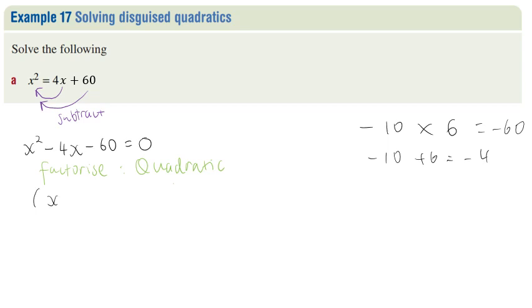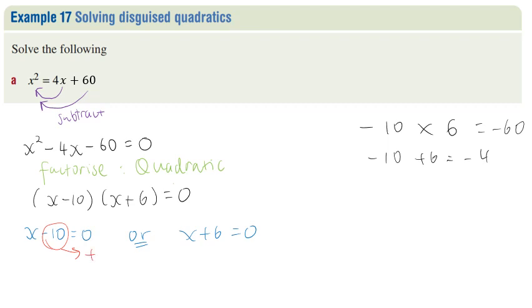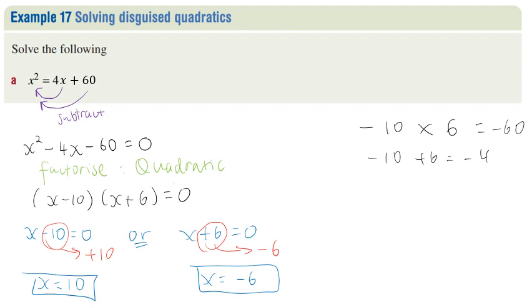We've got x minus 10, x plus 6 equals 0. Then apply the null factor law, which states that either x minus 10 equals 0 or x plus 6 equals 0. Solve for x, plus this over to this side, which means x equals 10. And then I'm going to subtract this over to the other side, x equals negative 6. And there are my two solutions.